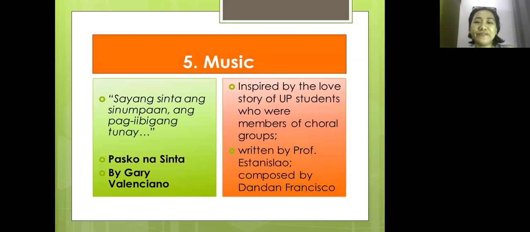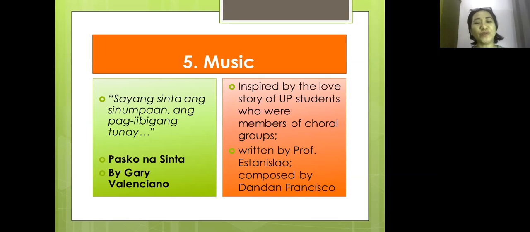And then the fifth field would be the music. Since Christmas is fast approaching, I've chosen the song of Gary Valenciano, which is Pasko Sintako, which is very popular, and I know you know this. So I wanted you to listen to the music and feel the music, and try to internalize the circumstances in the music, and try to understand the meaning of the music.